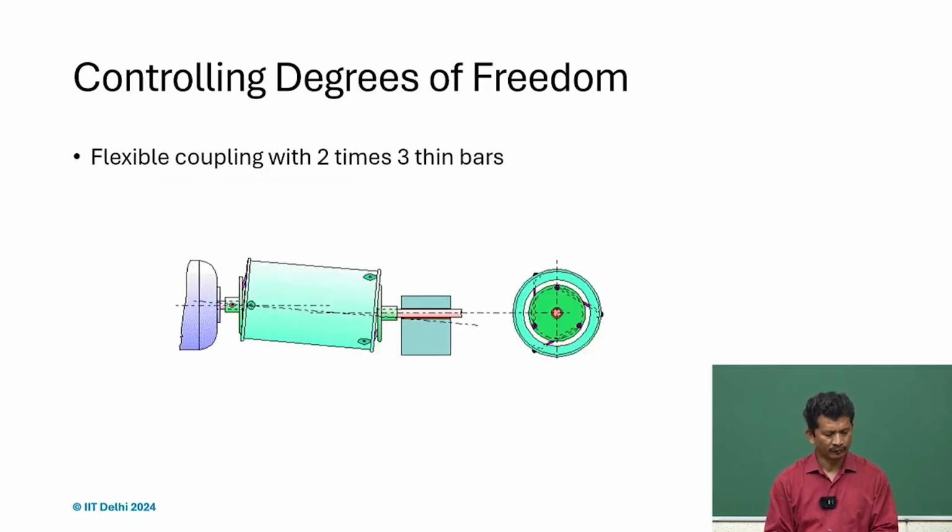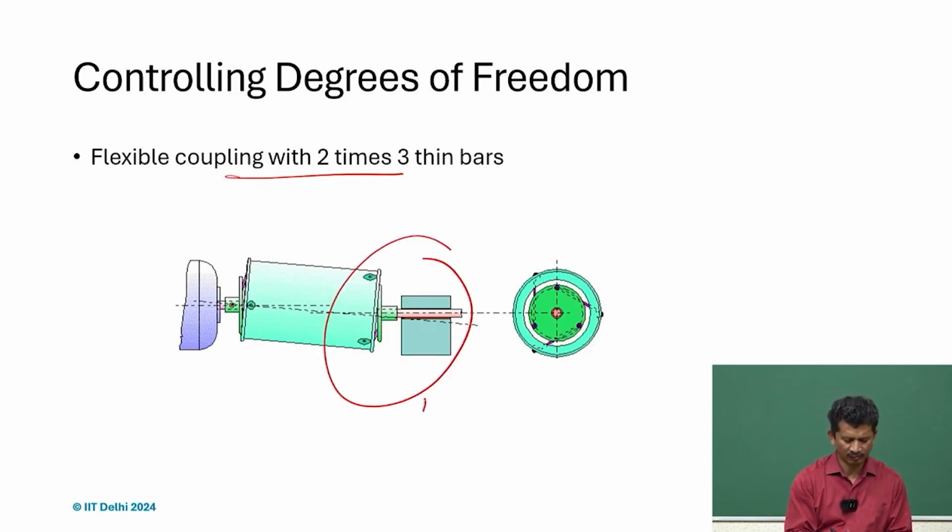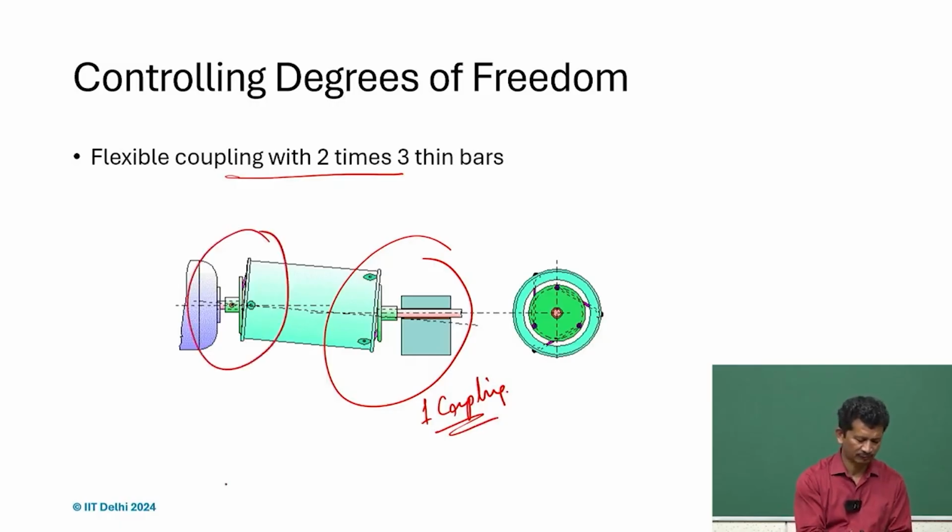So, moving on, what we realized is that if we use it 2 times, we just extended. Suppose you have one coupling here, you can put another one. So it's a universal joint. So you have two universal joints.